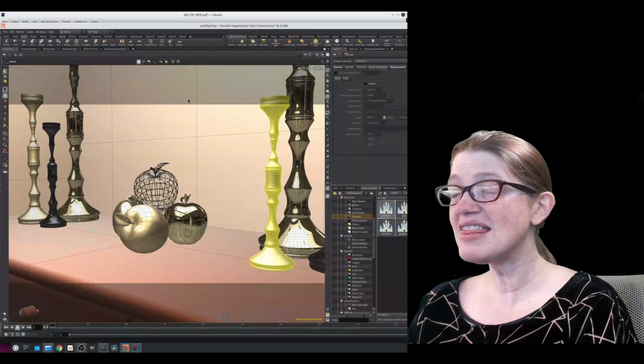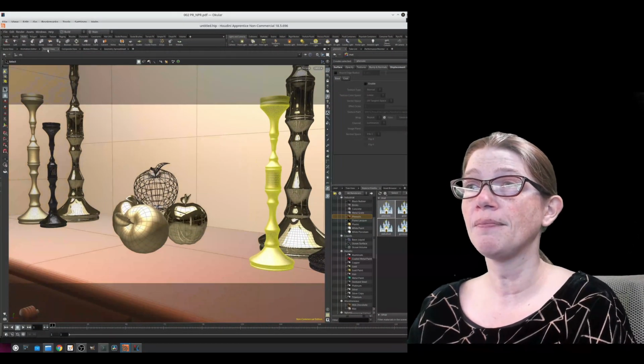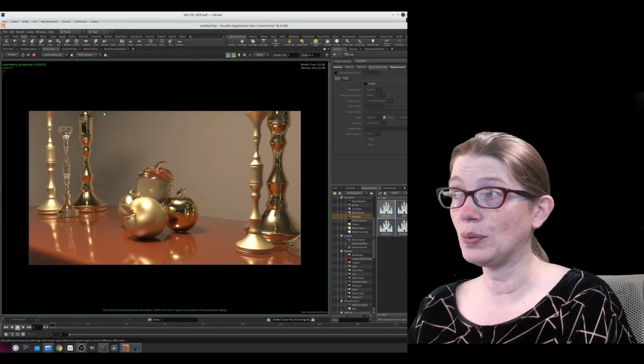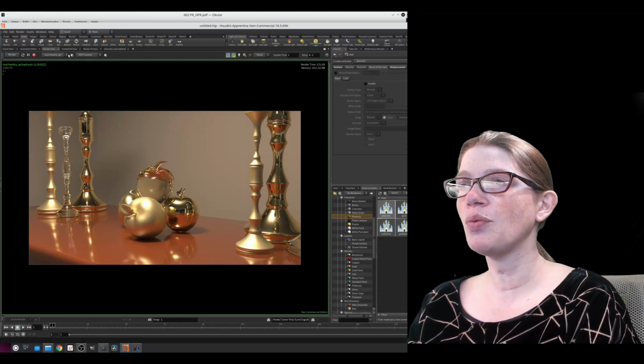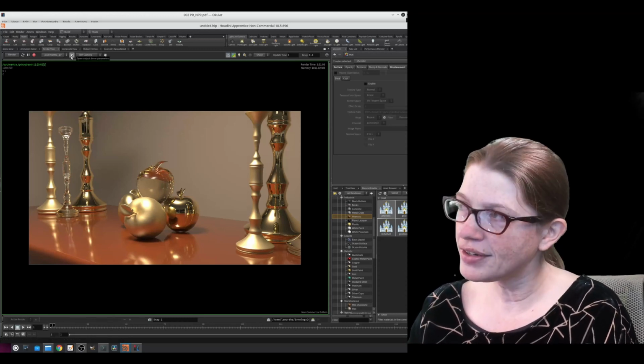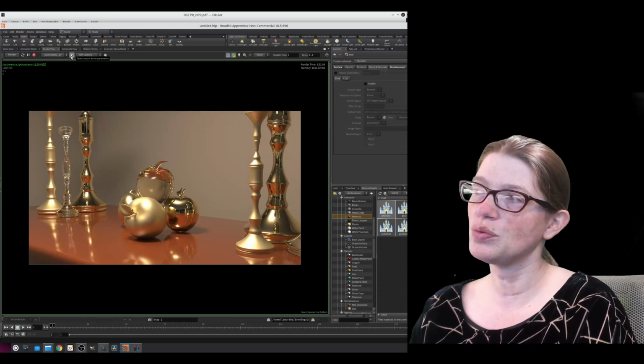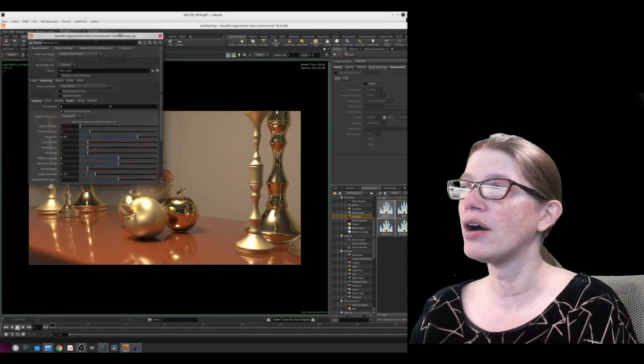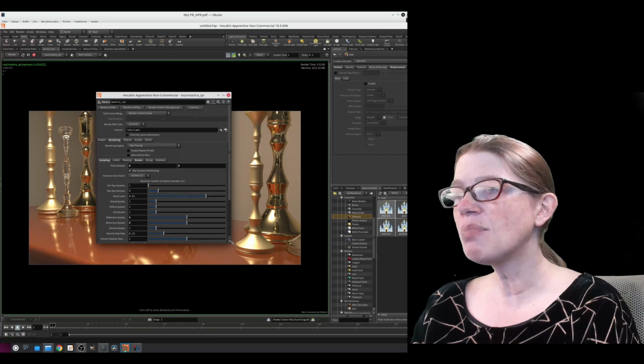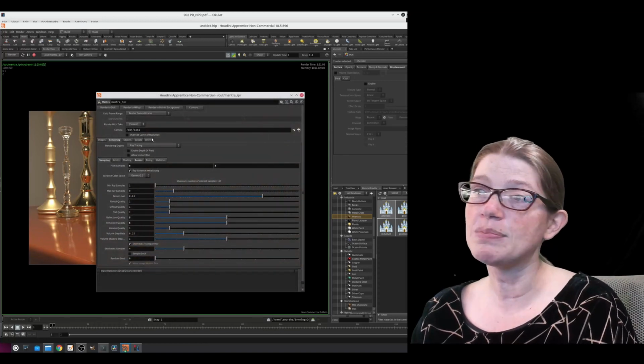Well, this image here took 4 hours. And when I was doing it, I turned on some optimizations, which we will talk about in our next lecture, because it's important to know that there are ways that you can speed this up.